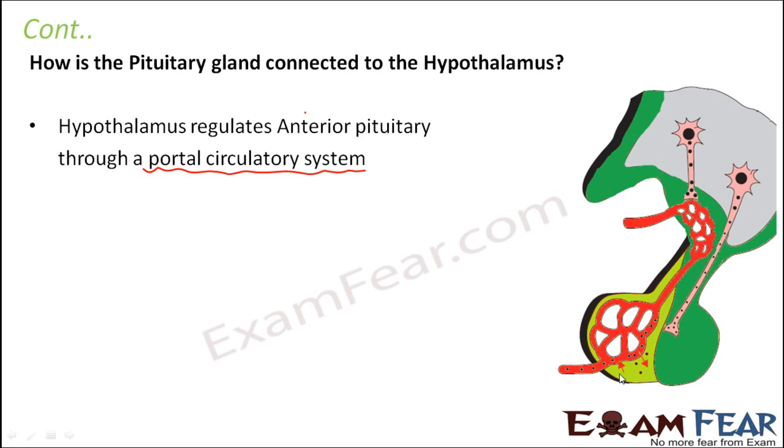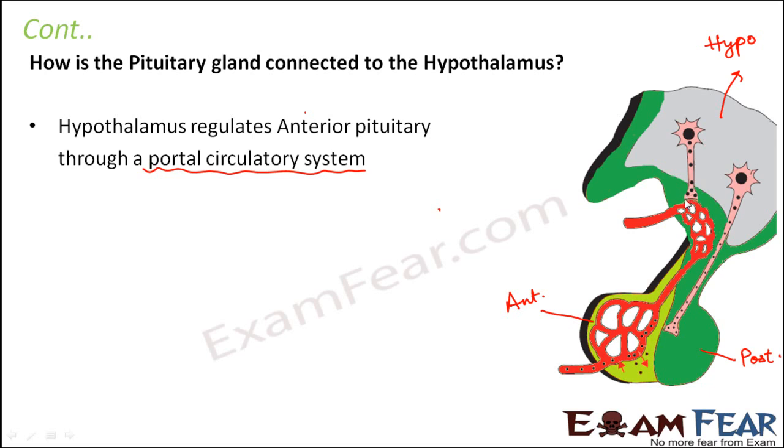Here this light green colored structure is the anterior pituitary, and this is the posterior pituitary. If you look at the anterior lobe of the pituitary, this area is the hypothalamus, and from the hypothalamus you can see what this represents. This represents the hypothalamic neurons, the neurons arising from the hypothalamus. This is a hypothalamic neuron, and this is the axon of the neuron.